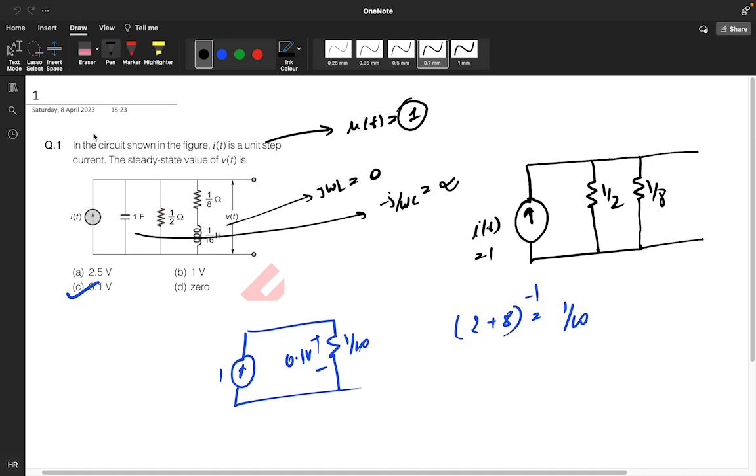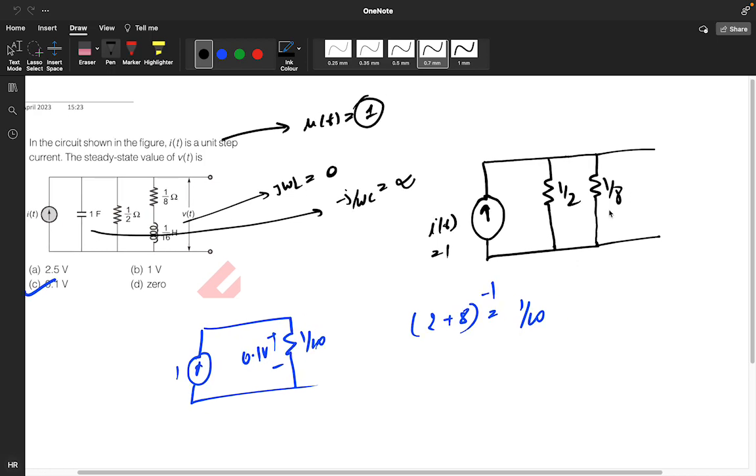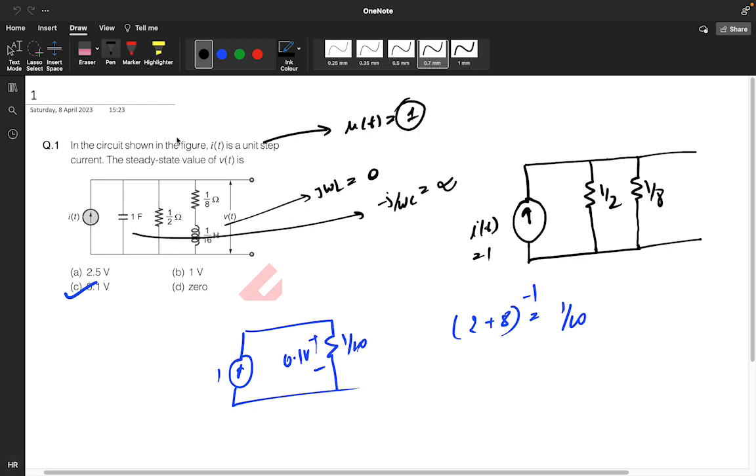In this circuit, in the figure, i of t is a unit step function, and we need the steady state value of v of t. So what you have to do: this is a unit step, so assume it as a DC signal. For a DC signal the frequency will be 0, so the capacitor becomes an open circuit and the inductor becomes a short circuit. You will get the equation like this. They had asked the v of t value, so you need to find the value of voltage across this.